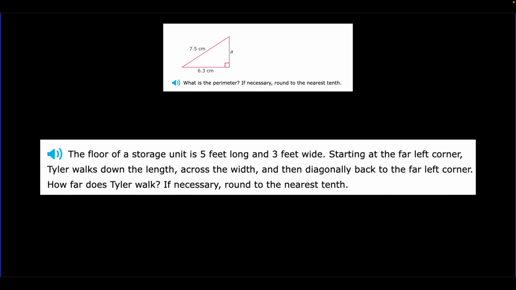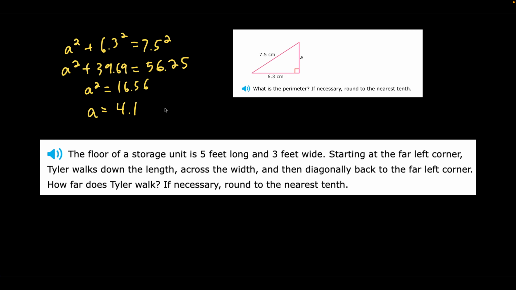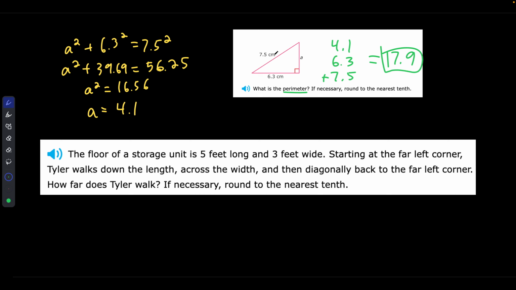Okay, now you've had time to work these problems, let's check your solutions. For the first problem, you should have gotten that a equals 4.1. However, the problem does not say find the missing leg, find a. It says what is the perimeter. So perimeter just means the distance along the outside. So we're just going to add up all of the lengths: 4.1, 6.3, 7.5. When you add those, you get 17.9 for the perimeter. And this would be 17.9 centimeters.